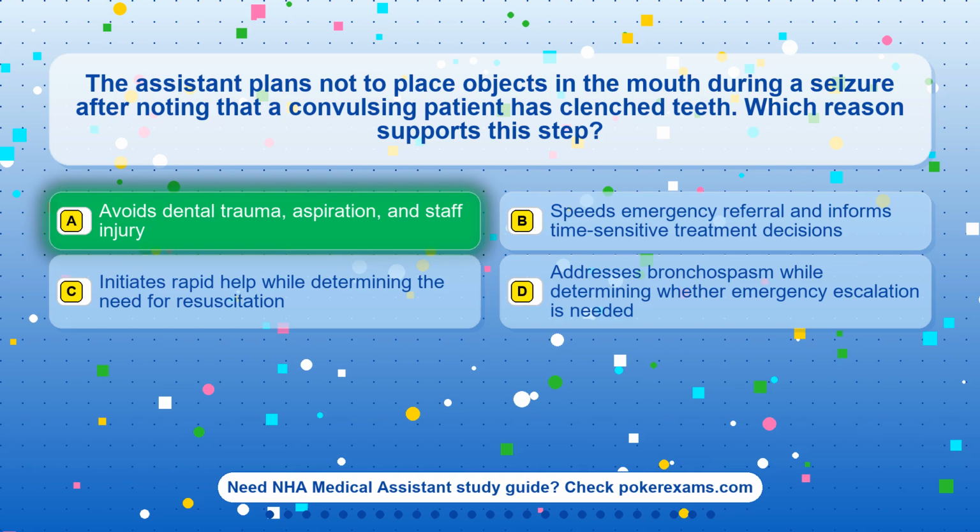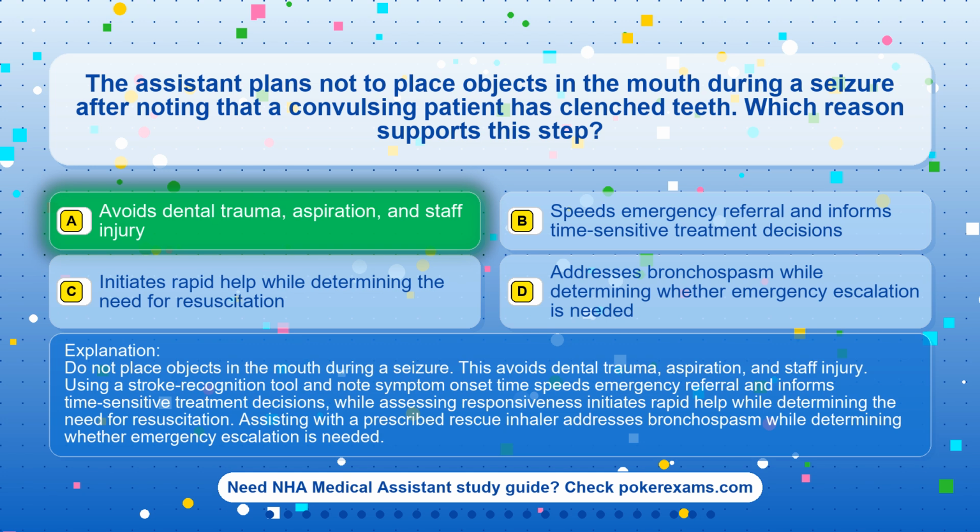The correct answer is option A. Avoids dental trauma, aspiration, and staph injury. Do not place objects in the mouth during a seizure. This avoids dental trauma, aspiration, and staph injury.